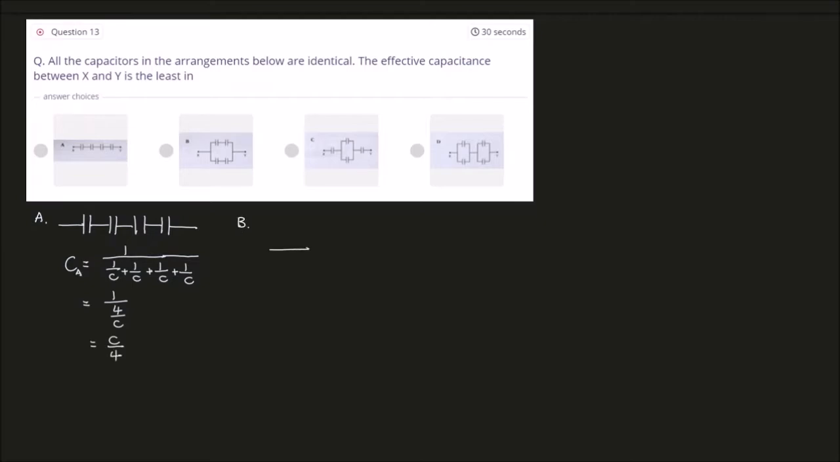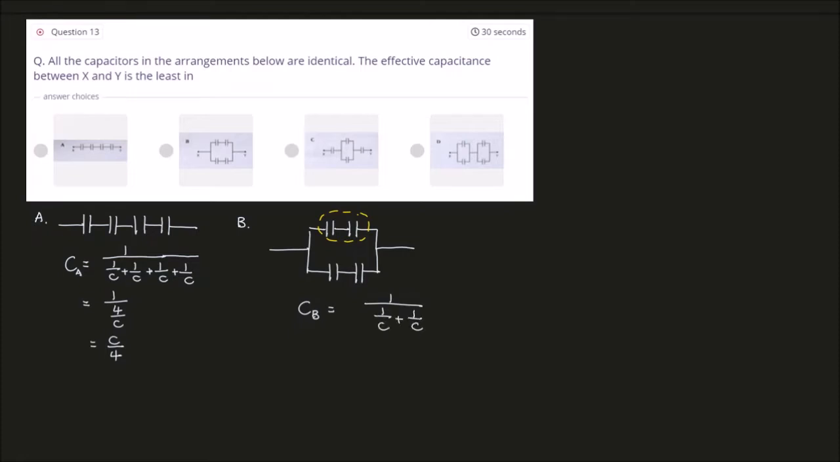For option B, you have a wire, then a junction breaking it into 2 routes. For each route, you connect 2 capacitors in series. This is the arrangement for option B. To find the capacitance for B, we need to find the capacitance for this portion first. This portion is just 1 over C plus 1 over C.